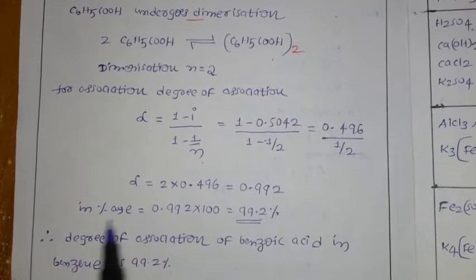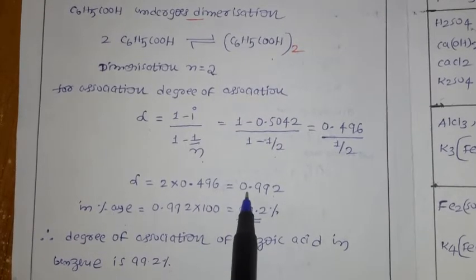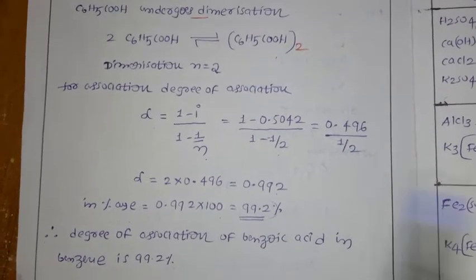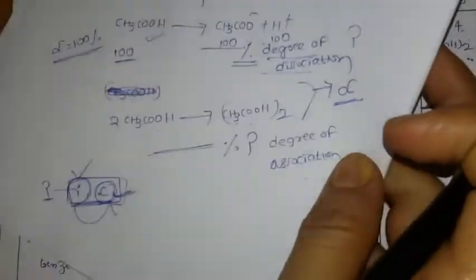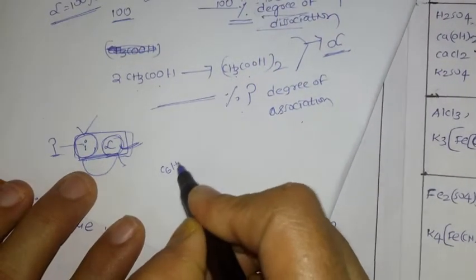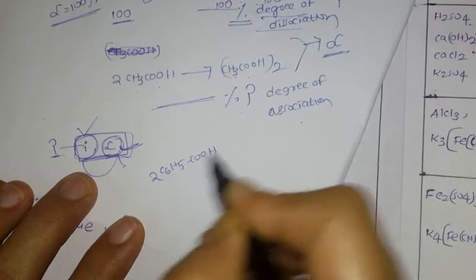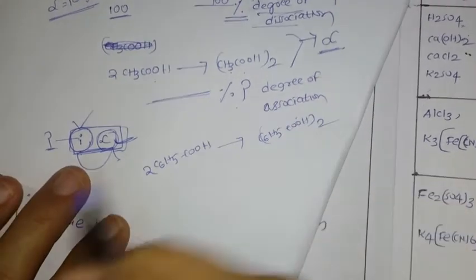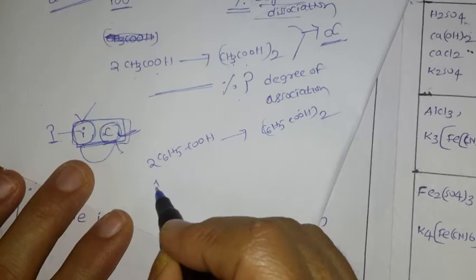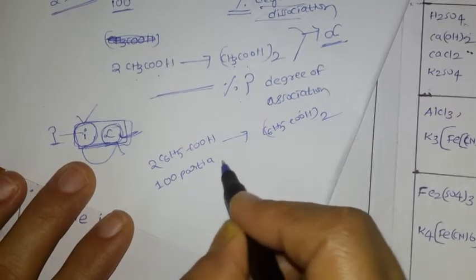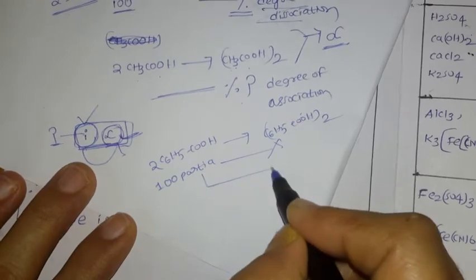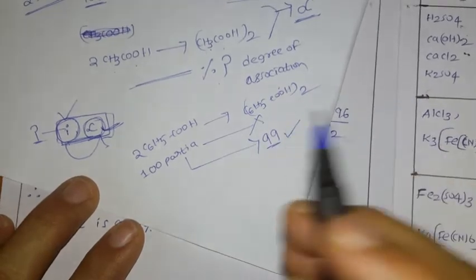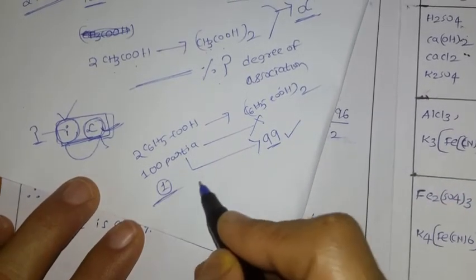0.992. If I ask for the percentage, this is only the value. For percentage you have to multiply with 100. So 0.992 times 100 gives 99.2 percent undergoing dimerization. What is the meaning of this? We have benzoic acid, C6H5COOH, where 2 moles undergo dimerization. If we have 100 particles, not all go for total dimerization. In that, 99 particles undergo dimerization and 1 particle is left as such.